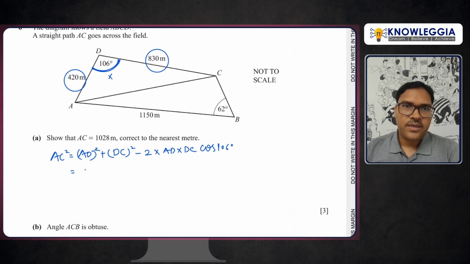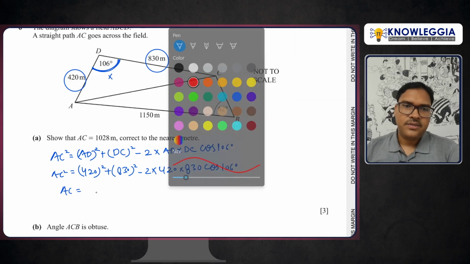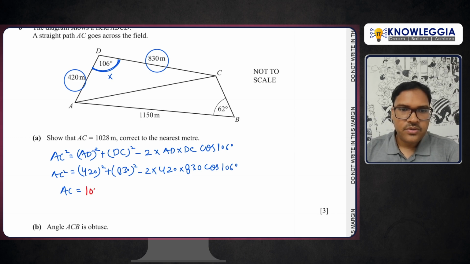Now we know all these values. AD is 420, so 420 square, plus 830 square, minus 2 into 420 into 830 into cos 106 degrees, and this is AC square. Now just substitute the values in the calculator and get AC. If you solve this, you will find 1028.3 meters after taking the square root. You can just check the calculations.